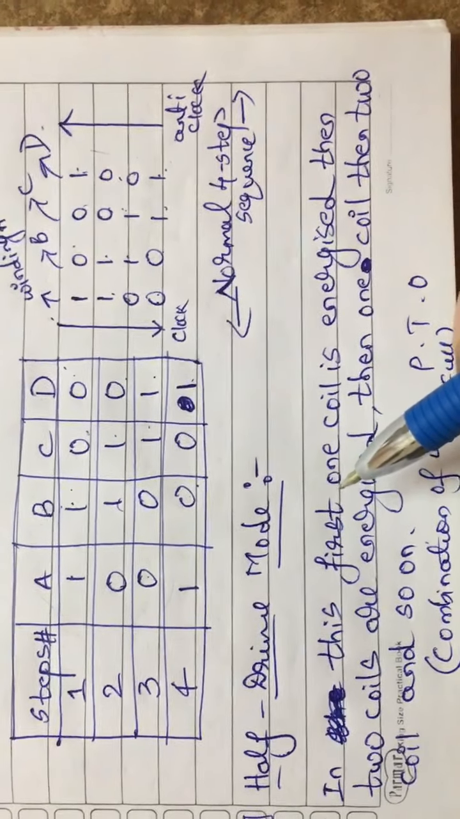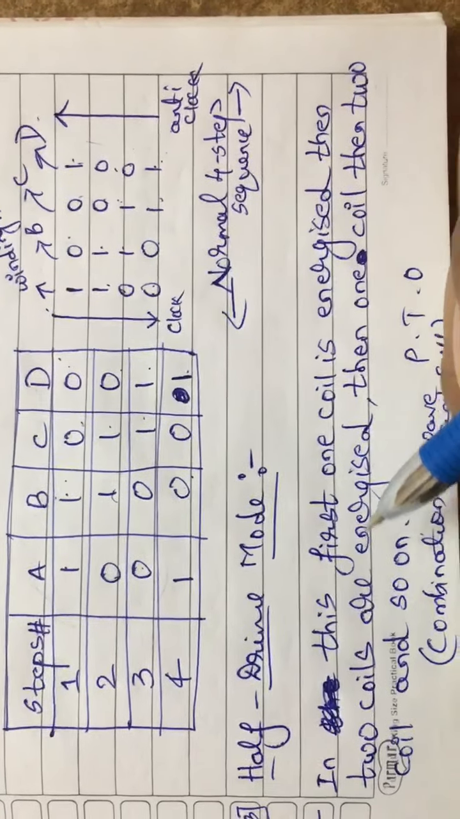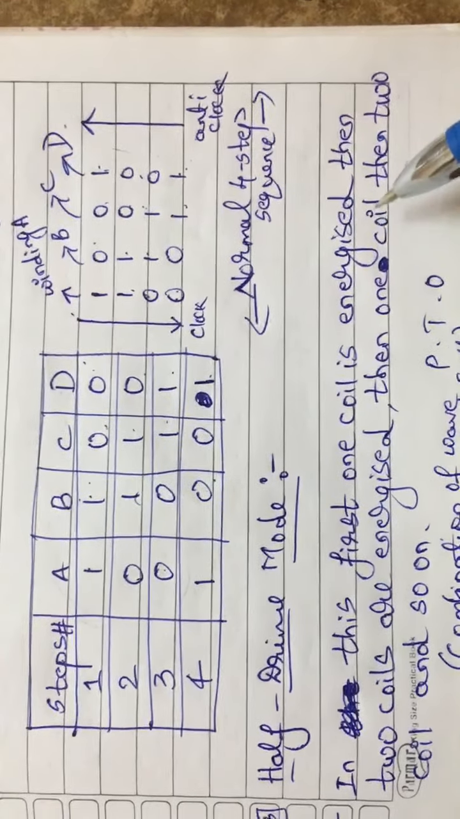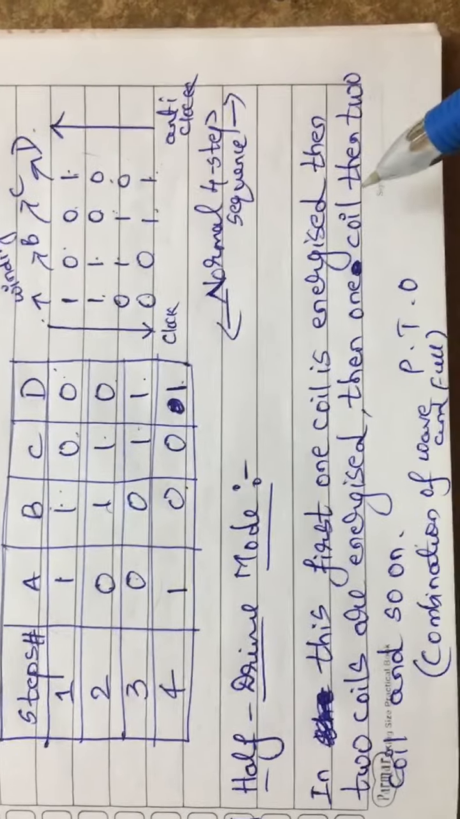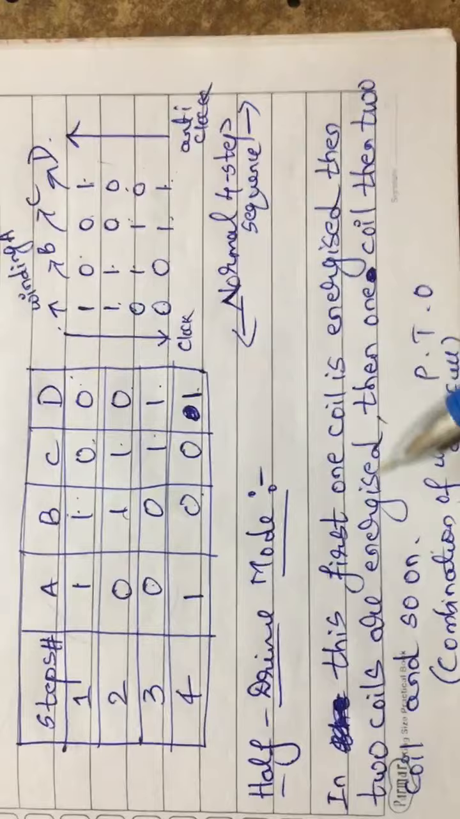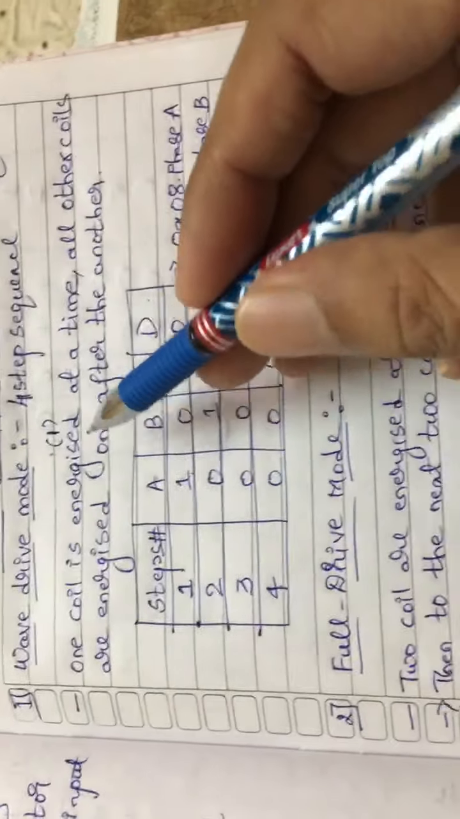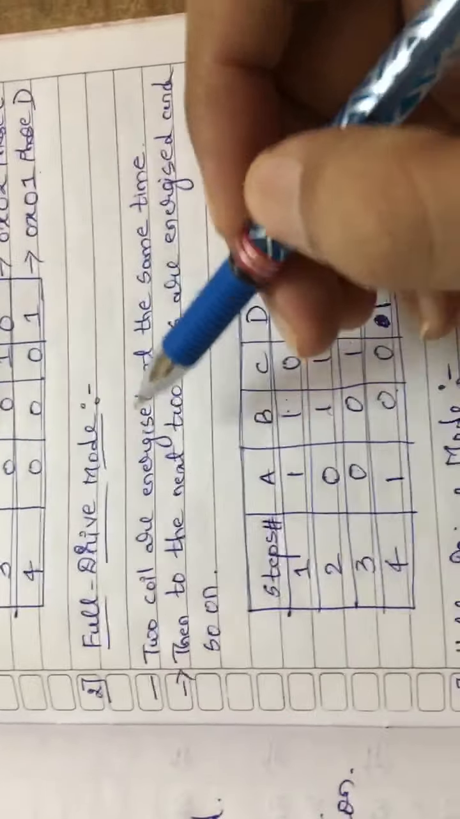In this, first one coil is energized, then two coils are energized, then one coil, then two coils, and so on. So half drive mode is nothing but the combination of wave drive as well as full drive. In this half drive mode we will get an 8-step sequence.